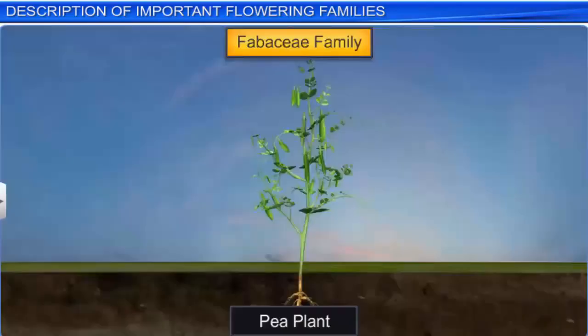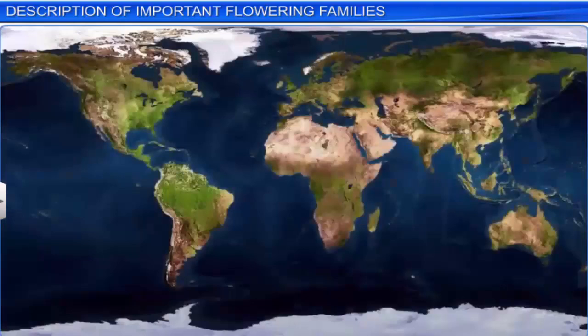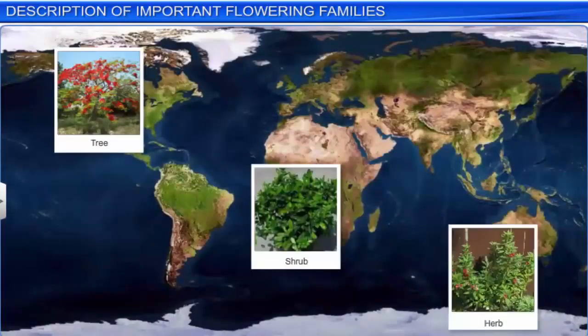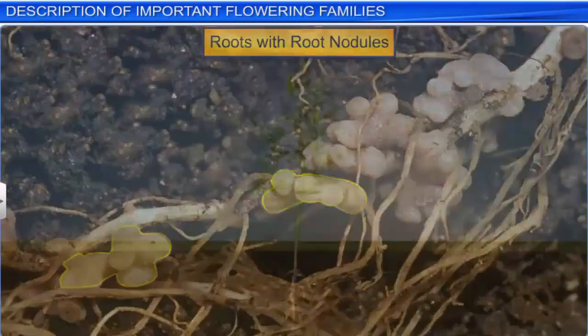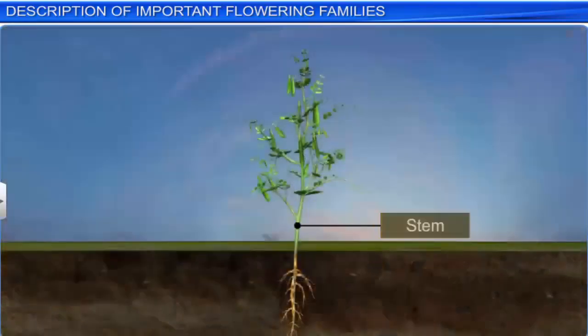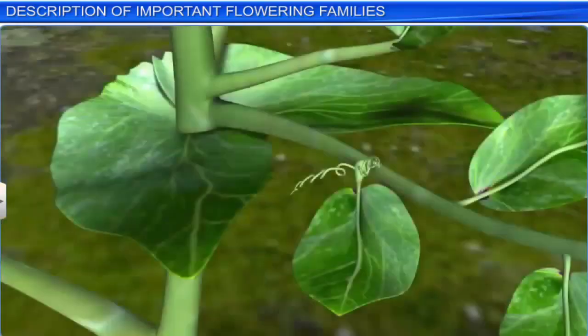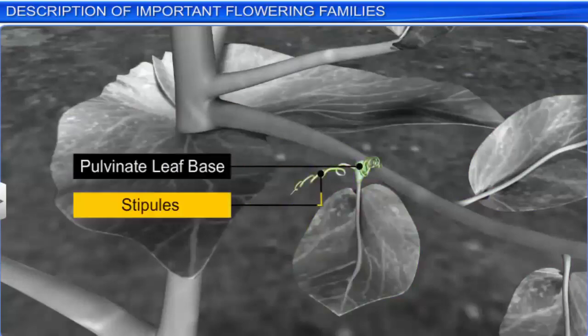The Fabaceae family, earlier known as Papilionoideae, is a subfamily of the Leguminosae family. Plants belonging to this family can be trees, shrubs or herbs and are found all over the world. The roots of these plants have root nodules and their stems are erect or are climbers. Their leaves are alternate and may be simple or pinnately compound. Moreover, the leaf base is pulvinate with stipules and the leaves have reticulate venation.